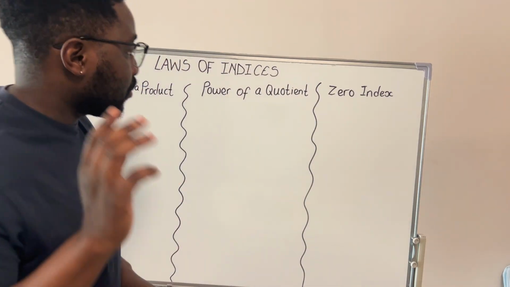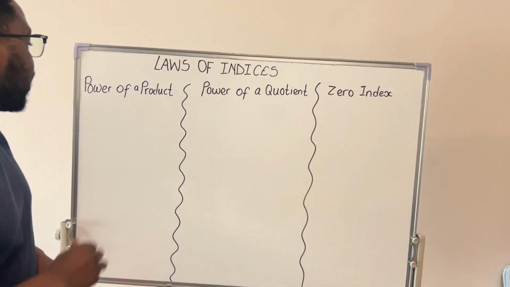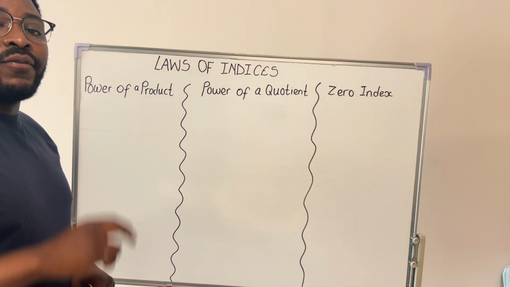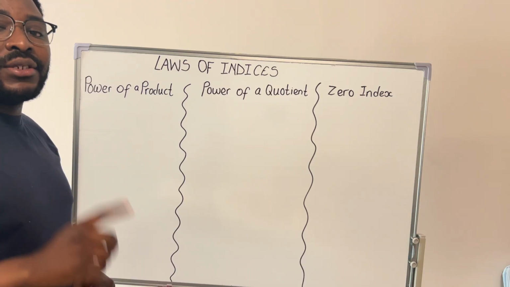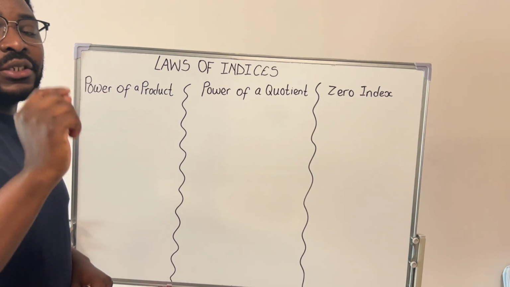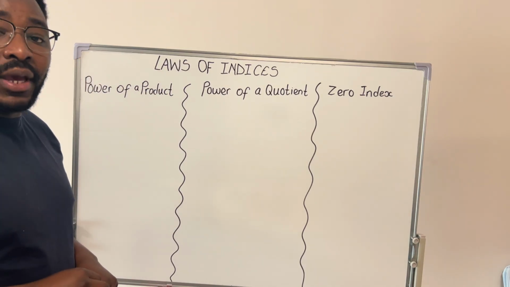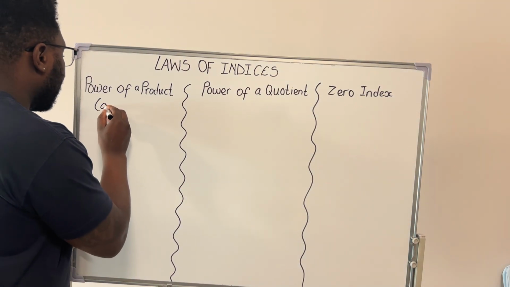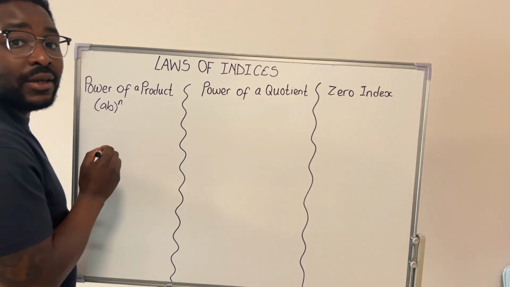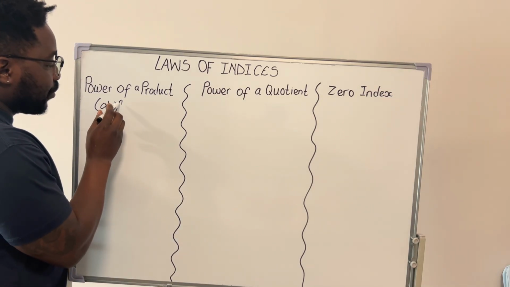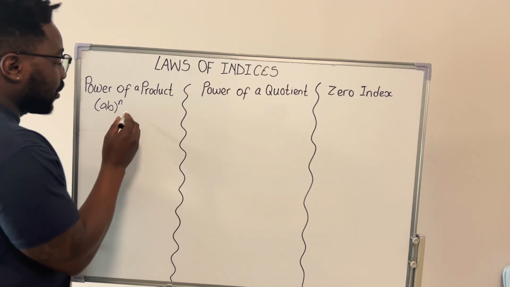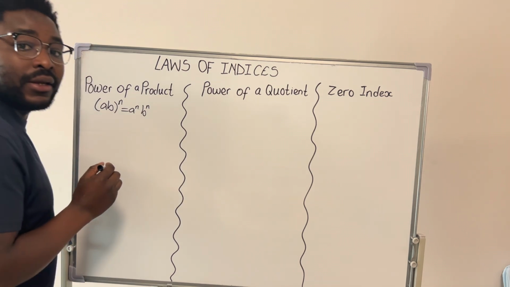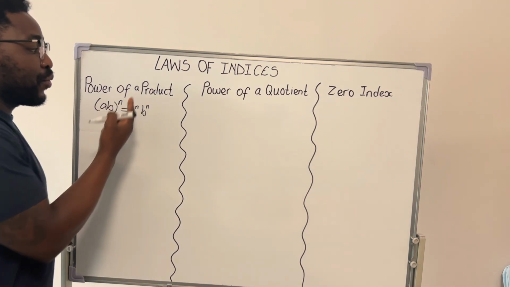So the first law of indices we're looking at today is power of a product. Power of a product states that when you have two or more factors raised to an index, you have to distribute the index to all the factors. So what do we mean by that? Let's say we have ab raised to the power n. We have to distribute this index to all these factors. That gives us a to the power n and b to the power n. This is what the power of a product law states.